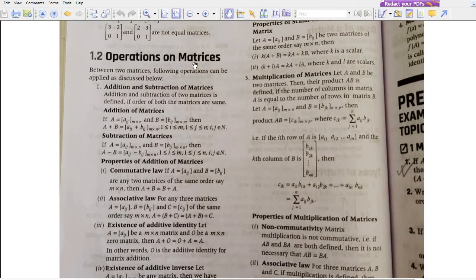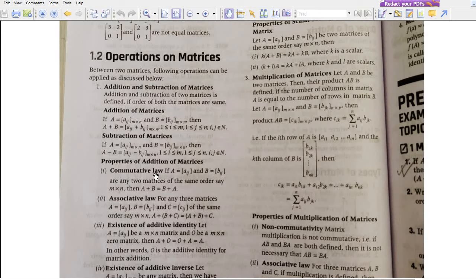Next one is operations on matrices. I think all of you know the operations of matrices. So how can we add two matrices? First thing is, when can we add or subtract two matrices? The order must be the same. Then only we can add or subtract two matrices, and we have to add the corresponding elements of the two matrices. Clear?